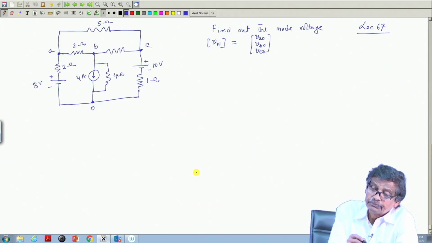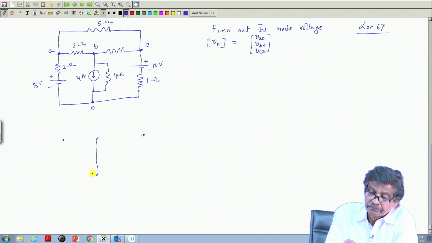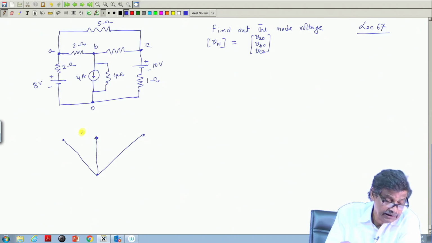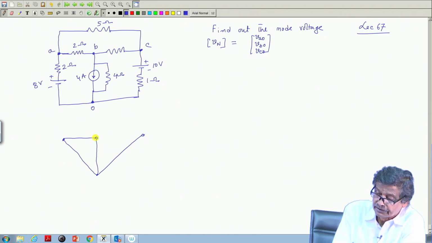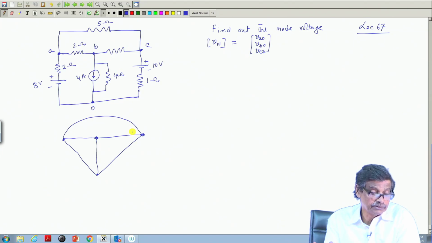So, first thing is I have to draw a graph of this network, which will be like this. This thing you see, this is a branch where the current source and resistance are. So, this I will show by a single line. This also I will show by a single line. This is also a single line like this, and these two are joined this way, and then this is the graph of the network.